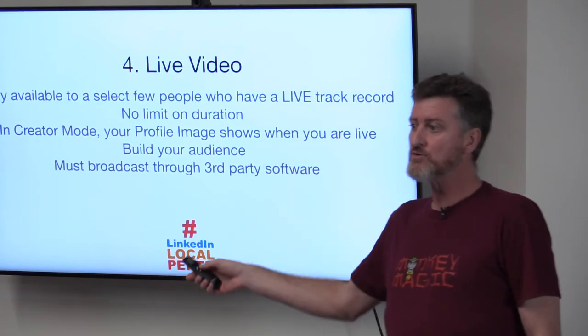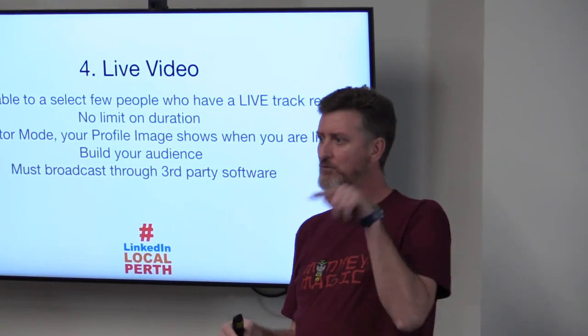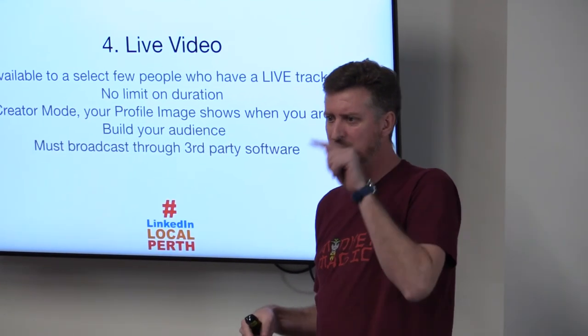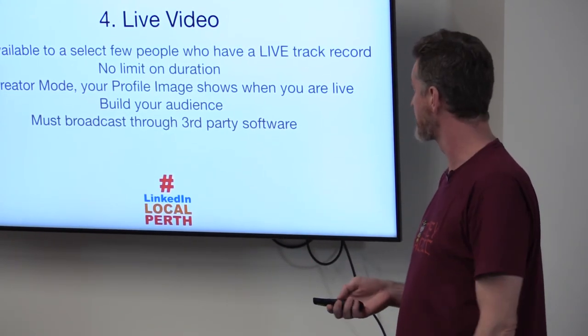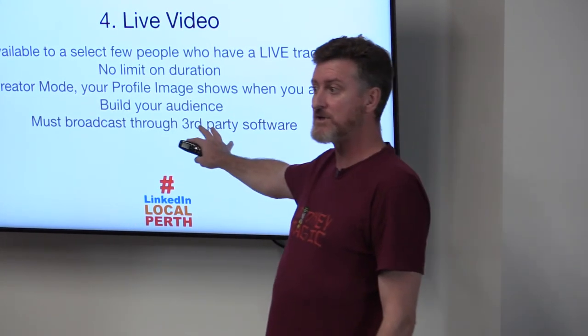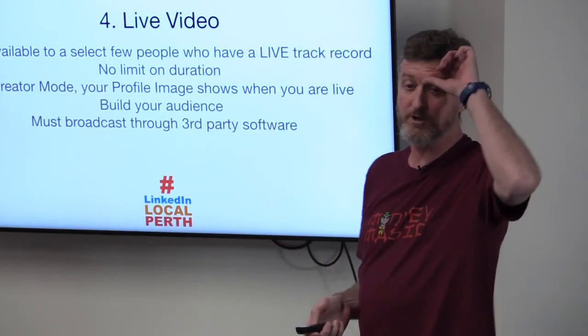If you are in creator mode and someone comes across your profile while you're actually going live, your profile will have a little circle around it, not the orange one. It might glimmer or something. It tells you that you are live, so people can follow your content. It's a great way to build your audience. It's one-to-many, but you must broadcast through third-party software.